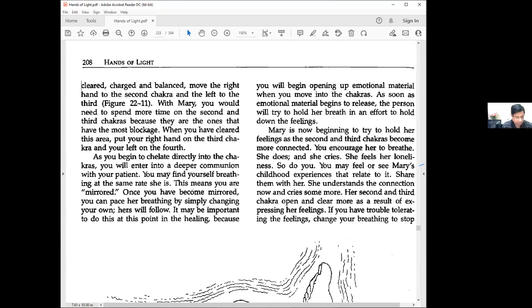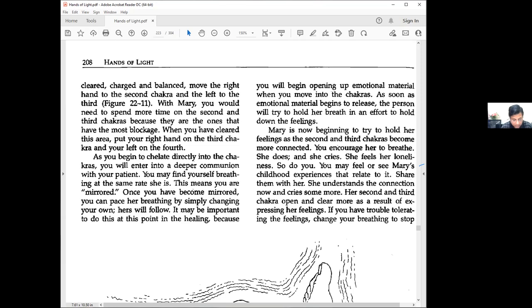When you have cleared this area, put your right hand on the third chakra and your left on the fourth. As you begin to chelate directly into the chakras, you will enter into a deep communion with your patient. You may find yourself breathing the same rate she is. This means you are mirrored. Once you have become mirrored, you can pace her breathing by simply changing your own. Hers will follow. It may be important to do this at this point in the healing because you will begin opening up emotional material when you move into the chakras.